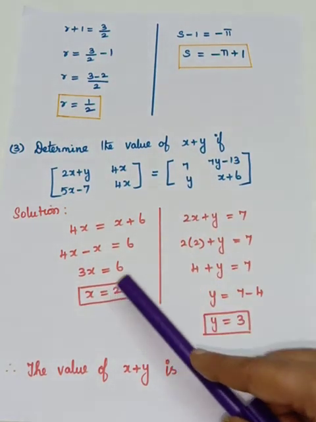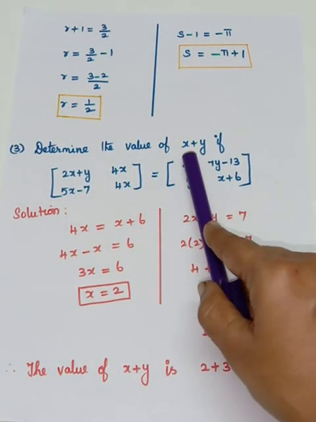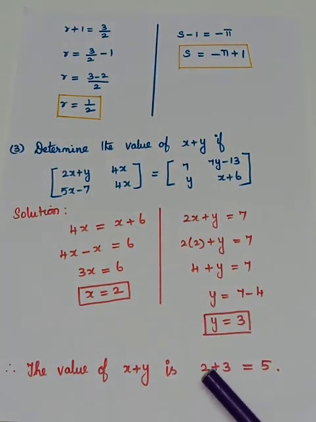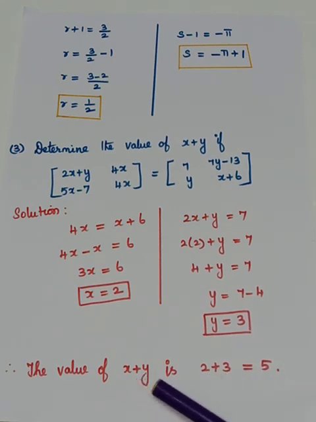What is asked? x and y is not asked. What is asked? x plus y. So when you add, x is 2 and y is 3. So 2 plus 3 is equal to 5. So the value of x plus y is 5.